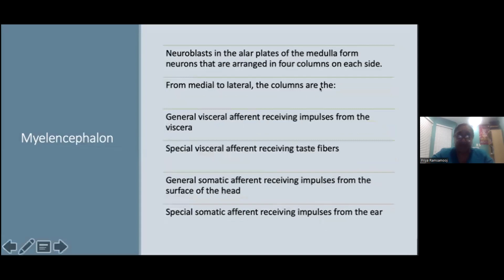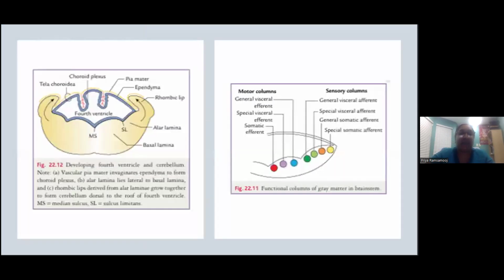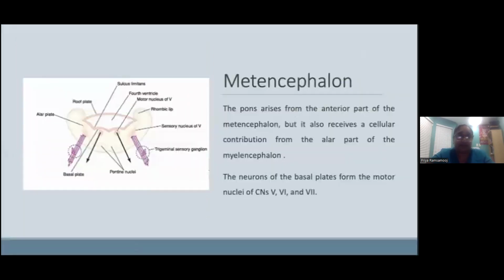And then in the alar plates of the medulla, you have it in 4 columns instead of 3. And medial to lateral, again, you have your general visceral afferent from your viscera, your special visceral afferent receiving things such as taste, and then general somatic afferent from the surface of the head, and special somatic afferent from the ear. And this outlines nicely what we're talking about in terms of your sensory columns and your motor columns, medial to lateral. You have 4 in terms of your sensory columns and 3 in terms of your motor columns.